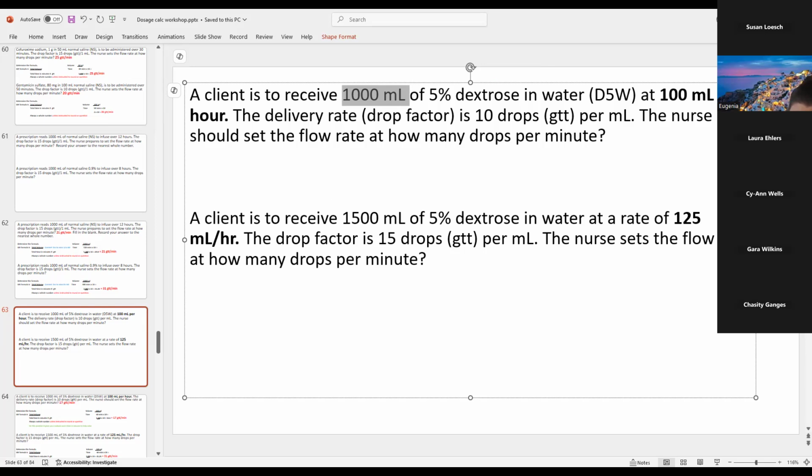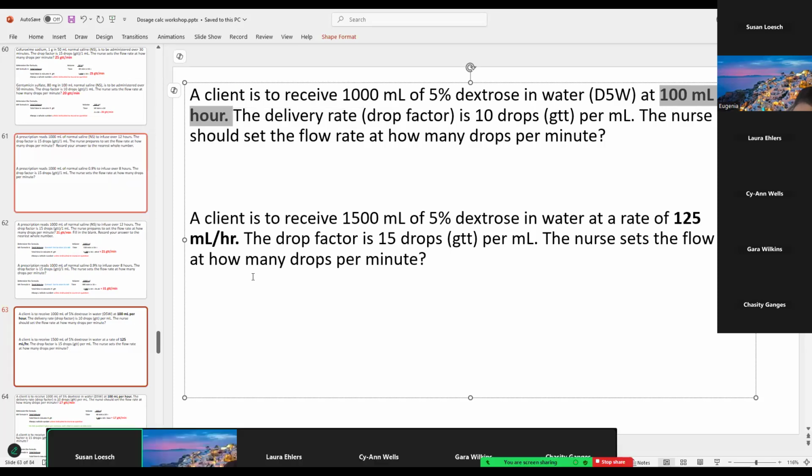Okay. Now, if you don't want to do that extra work, and you can remember this, if it tells you a rate per hour, which this one does, and I'm going to do this one on the whiteboard. This tells you it's running at 100 mLs per hour. So that means it's running at 100 mLs over 60 minutes, right? Let's go to the whiteboard.